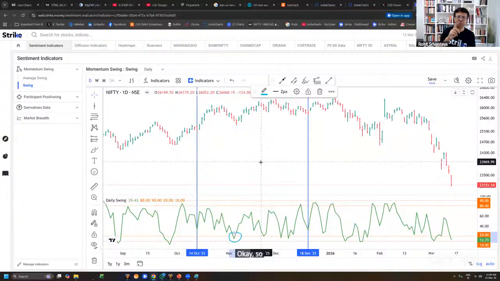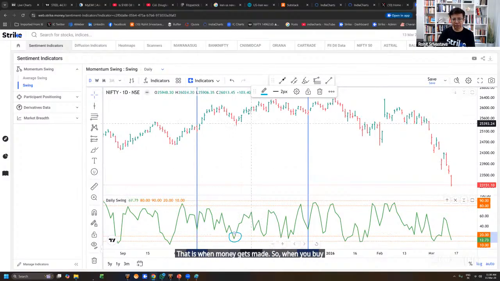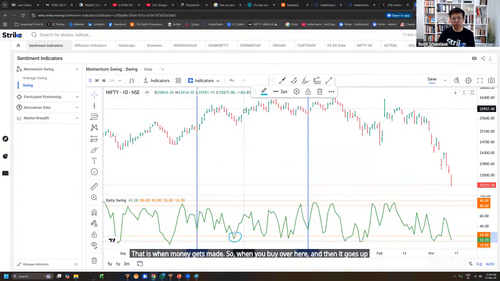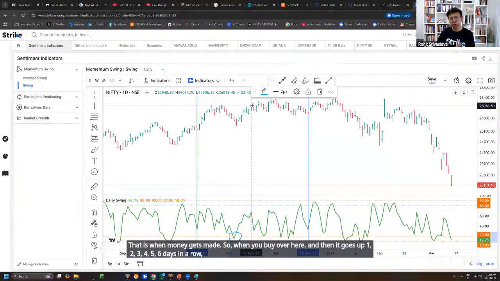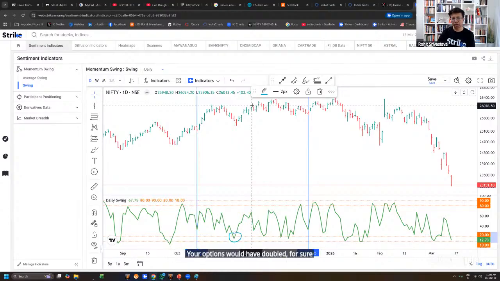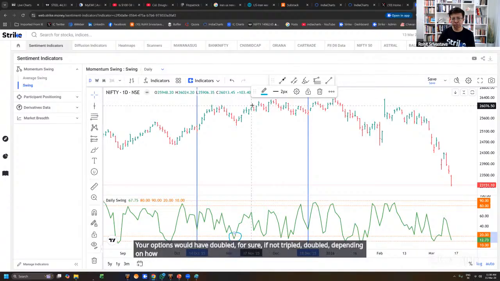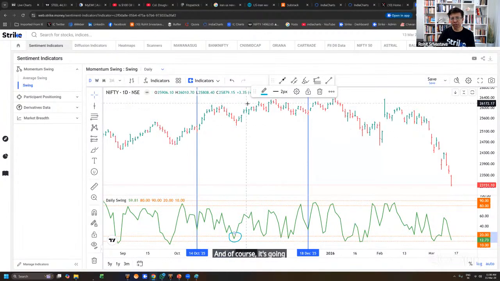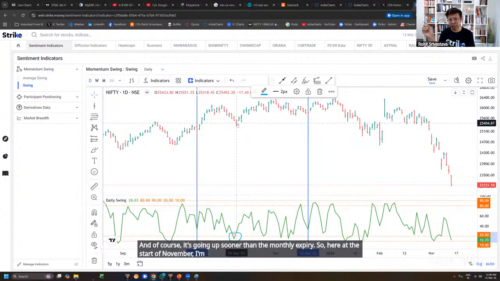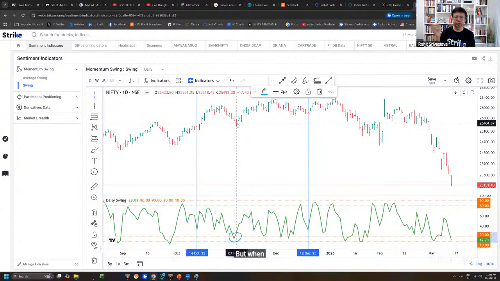So the idea is to buy more time and hope that it plays out in less time. That is when money gets made. So when you buy over here and then it goes up 1, 2, 3, 4, 5, 6 days in a row, your options would have doubled for sure, if not tripled, depending on how much it moved. And of course, it's going up sooner than the monthly expiry. So here at the start of November, I'm buying November end expiry. But when it moves in 5 days, I don't lose on time value. The problem with buying weekly options is it went up in 5 days, but the time value decayed, and nothing was made.